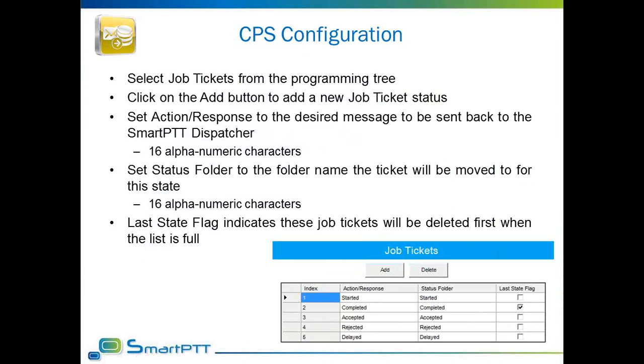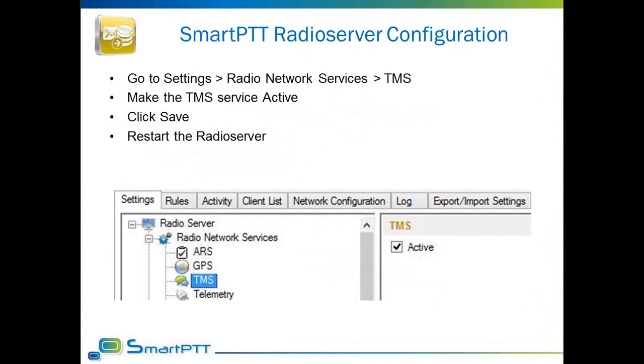There is no programming necessary in the repeaters specific to this functionality. The next thing that would be required would be in the radio server configuration. Here it's a very easy change. Under Settings, radio network services, you have TMS, and all you do is check the box active, click save, and then restart the radio server. And the feature is now active in the radio server.